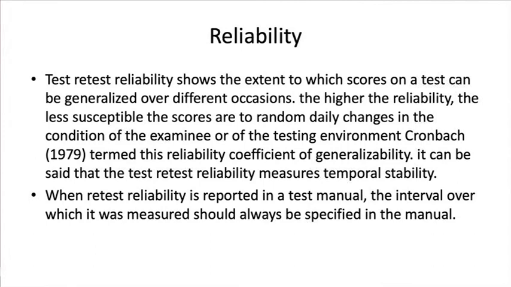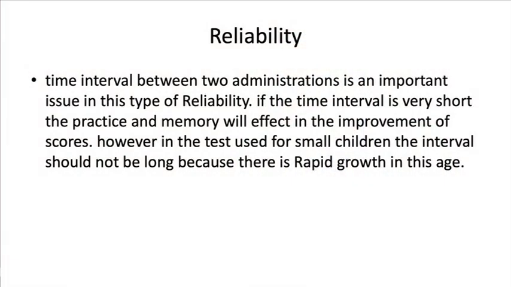When retest reliability is reported in the test manual, the interval over which it was measured should always be specified in the manual. Now, what is a manual? A manual is a small booklet in which you give the details of your test. When you report that the test-retest reliability of my test is 0.78, you must mention that it is with a gap of 7 days, 10 days, 15 days, 20 days, whatever you have taken. The time interval should be mentioned so that the user may know what the gap of time was.